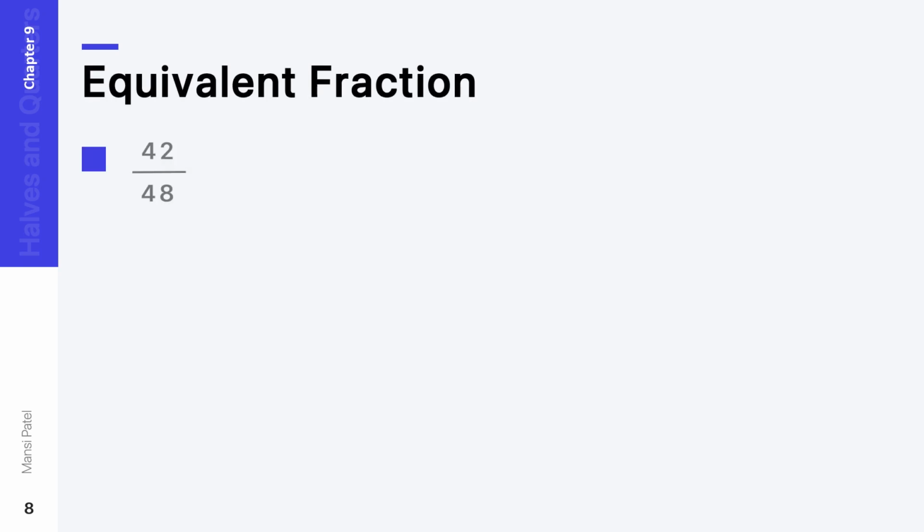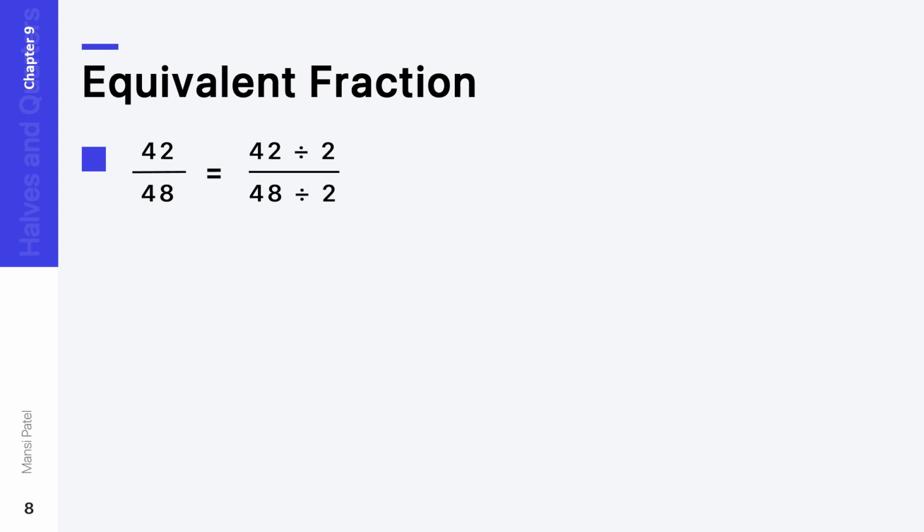For equivalent fractions, here they have given a number and that number is bigger. See here, the number is 42 upon 48. If you want to multiply by a number, you can do it. But if you want to do division, you can also do division. Again the same condition as multiplication applies.